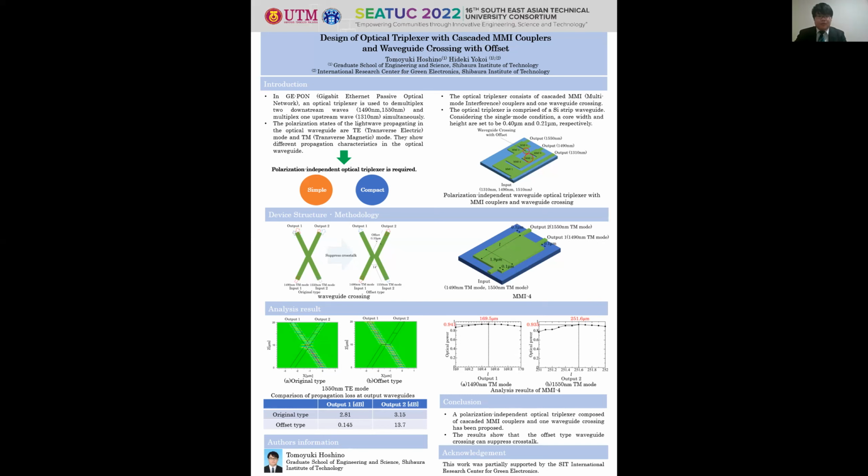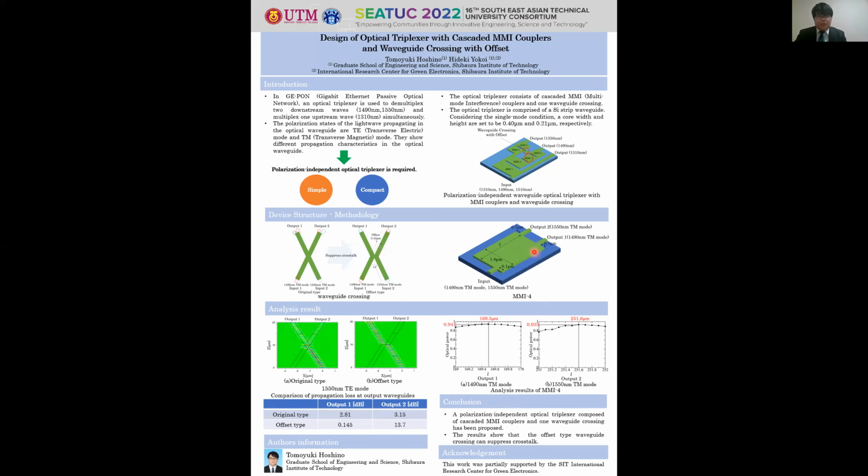When using the original type of waveguide crossing, crosstalk will occur at the crossing area. Therefore, to reduce crosstalk, we take advantage of offset at the crossing area. In this paper, I launched 1550 nanometers TE mode from input 2. The amount of offset is 0.33 micrometers. The angle of waveguide crossing is 14 degrees.